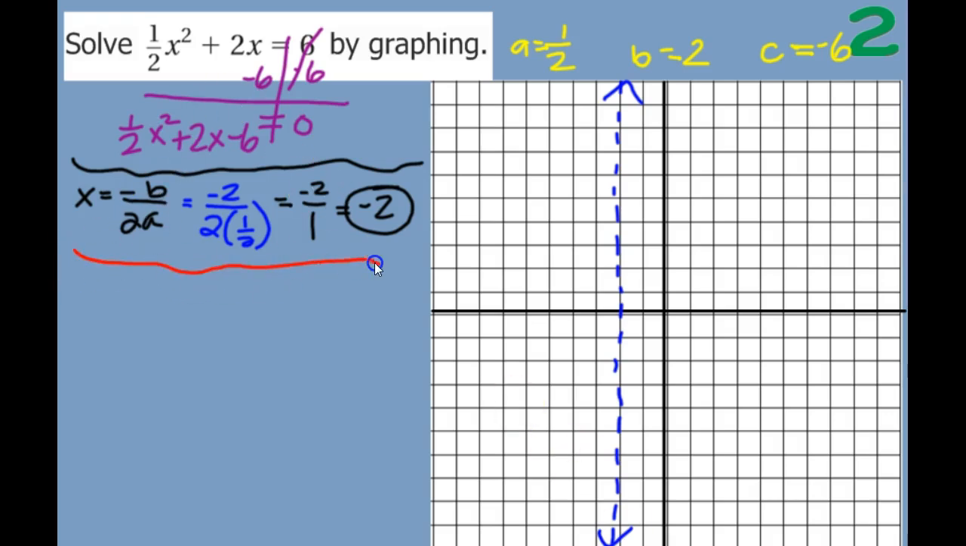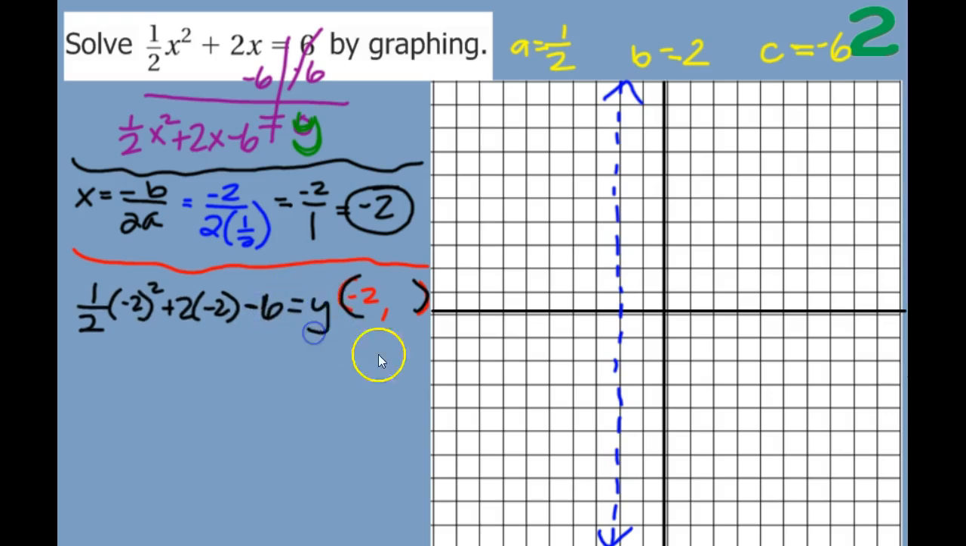Now once we have x, our vertex is going to be on that point, so I know x is negative 2. I need to find y. This is equal to 0 or equal to y, because we're finding when y is really 0 here. So we need to find what point that is. So we have 1/2 and then x squared, so negative 2 squared, plus 2 times x, which is again negative 2, and then minus 6. That'll give us y.